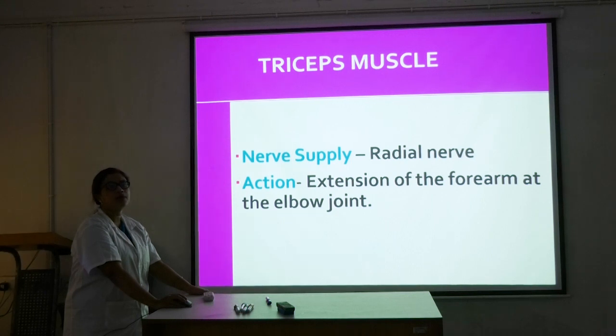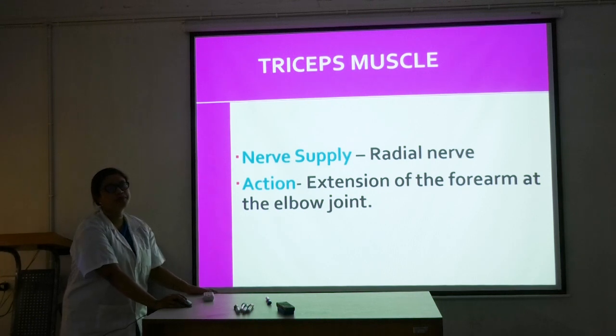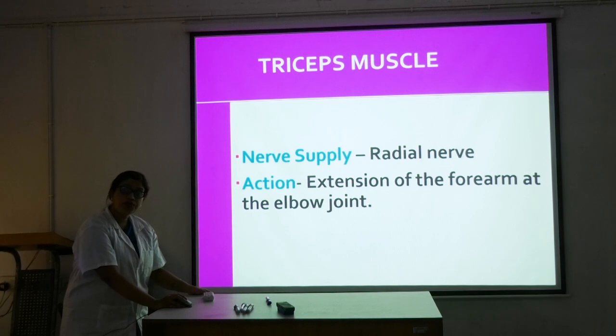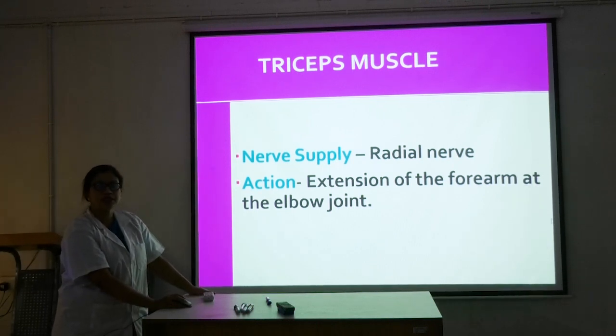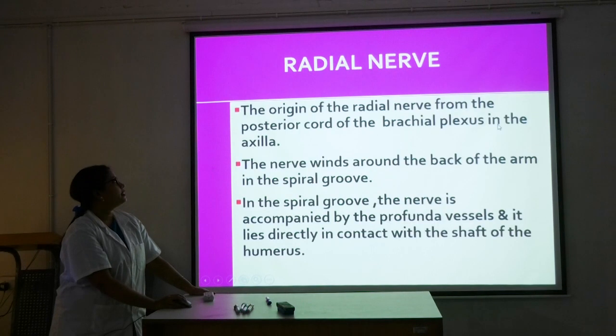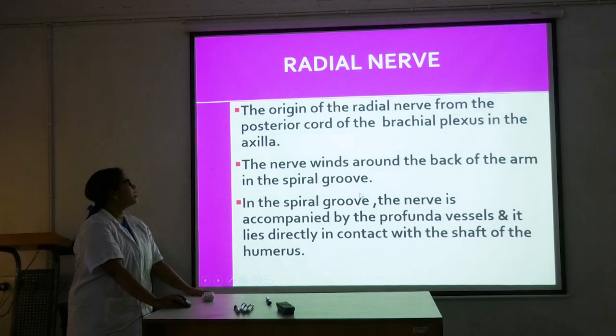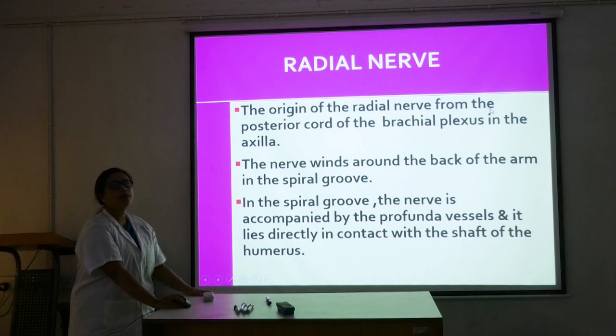What is the nerve supply for brachialis? Not only the musculocutaneous nerve, also the radial. Because it is a hybrid muscle, brachialis. Then see, this is the radial nerve. So where is the radial nerve coming from? The posterior cord of the brachial plexus.